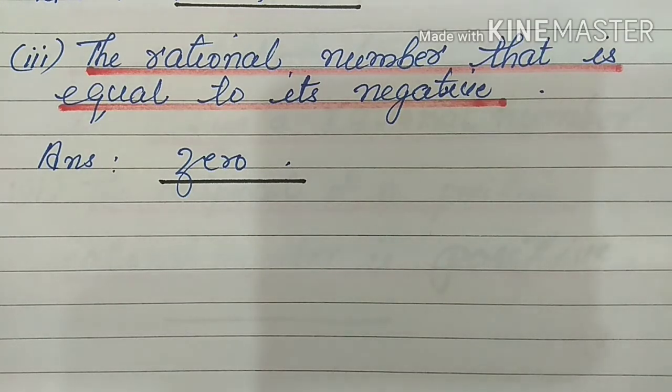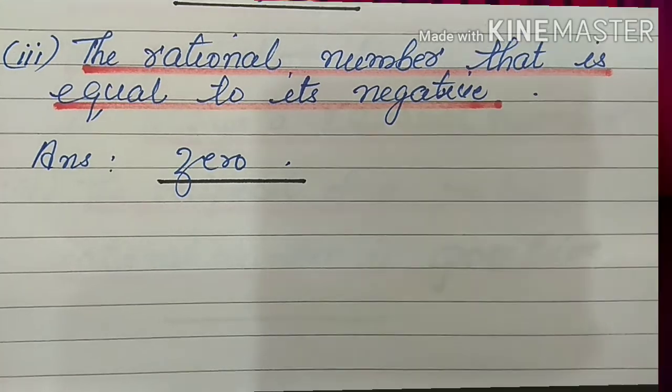Now the next question is the rational number that is equal to its negative. So we have to find that rational number. Okay, let's see. What's the negative of 1? It's minus 1. So 1 and minus 1 are not equal. Now let's see 0. We have learned that 0 is neither positive nor negative. It has no sign. So the rational number that is equal to its negative is 0, because 0 is neither negative nor positive. So the answer is 0.